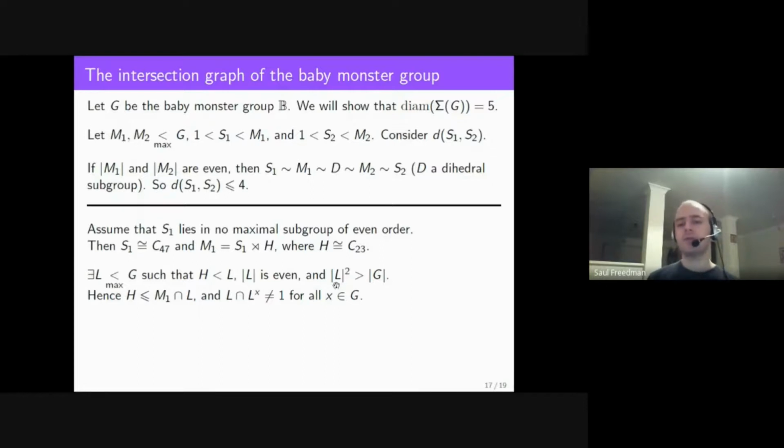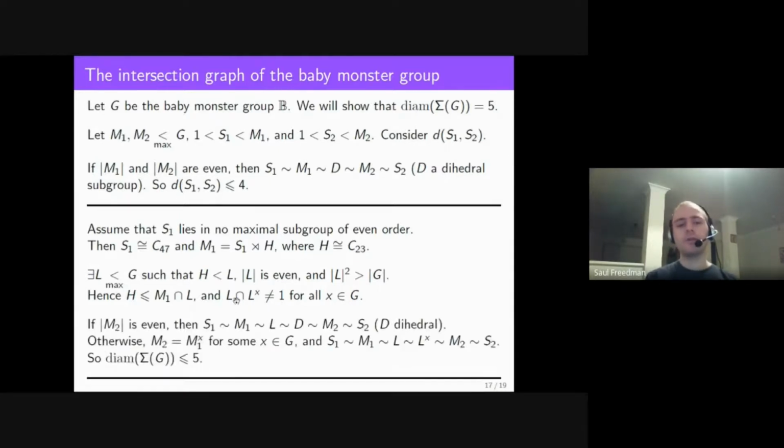And because the square of the order of L is greater than the order of G, this means that in the set product of L and any conjugate of L, there is at least one non-identity element that can be written in at least two ways as a product of an element from L and an element from that conjugate of L, which means that these two conjugates intersect non-trivially, and so for every x in G, L is joined to L to the x.